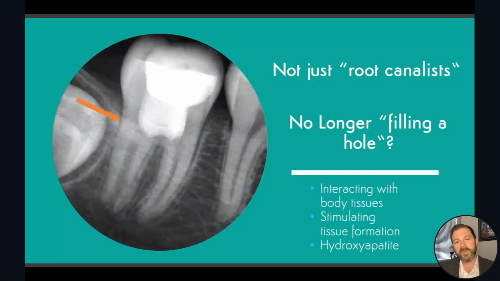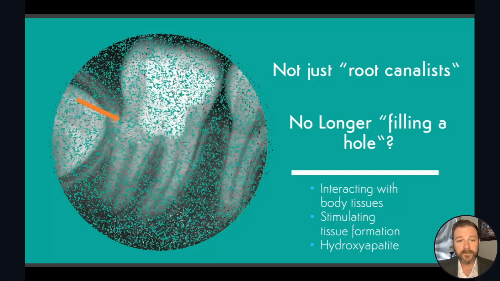We're talking about how can we stimulate dentin reformation? How can we stimulate hydroxyapatite formation? And how are these materials interacting with body tissues, both intrapulpal as well as periapically? So there's a lot going on here that we have not been able to access or not had the privilege of using in the history of endodontics.